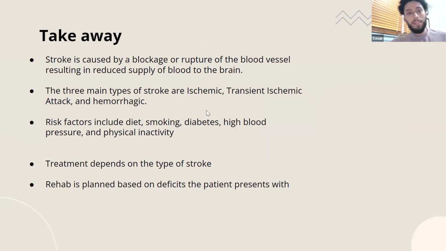Okay, so these are some of the key takeaways that I think are most important for all of us. Stroke is caused by blockage or rupture of the blood vessel, resulting in a reduced supply of blood to the brain. The three main types of strokes are ischemic, TIA or transient ischemic attack, and hemorrhagic. Risk factors include diet, smoking, diabetes, high blood pressure, physical inactivity. The treatment depends on the type of stroke, and rehab is planned based on deficits the patient presents with.